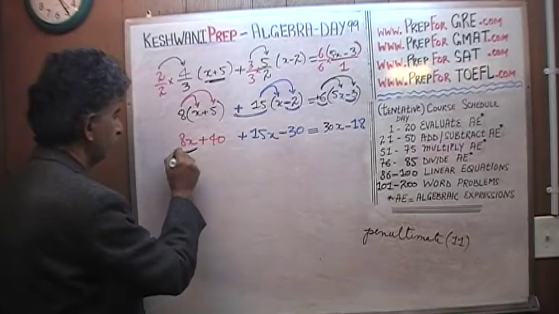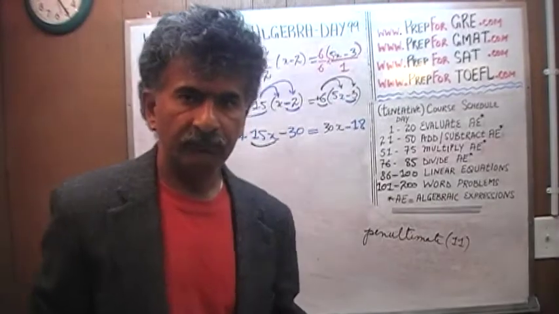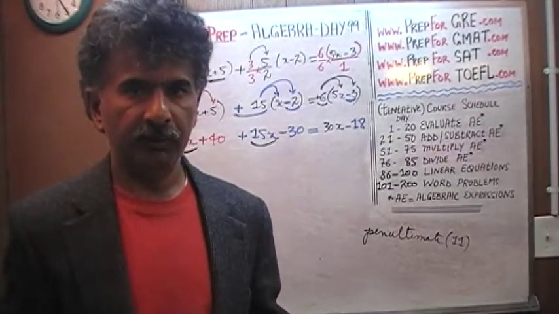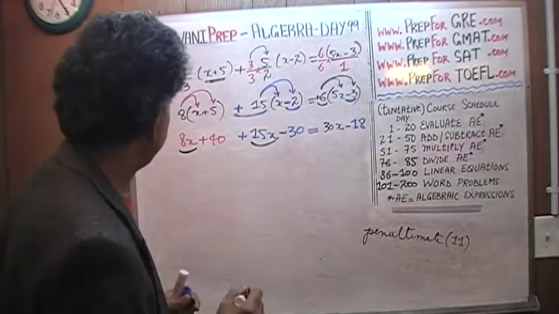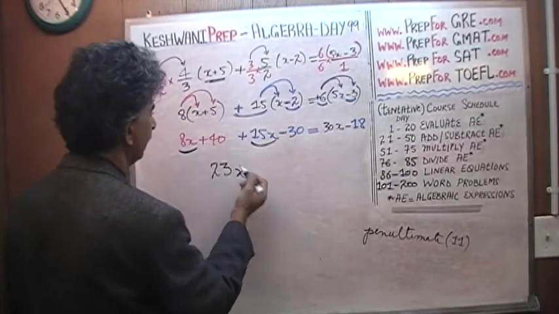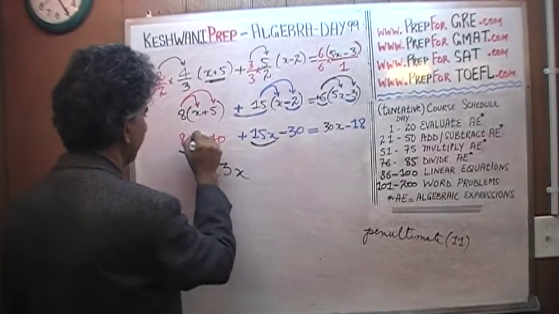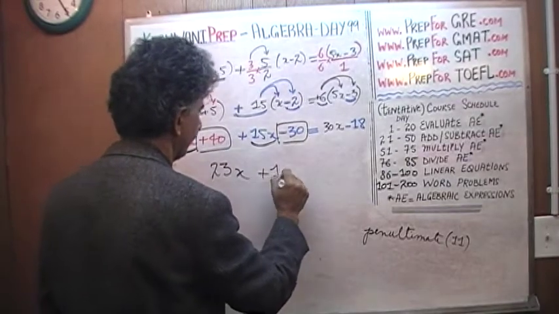Here's the 8x, here's the 15x. Well, we know that 15 plus 10 equals 25, therefore 15 plus 8 must equal 23x. And a positive 40 and a negative 30 gives us positive 10.